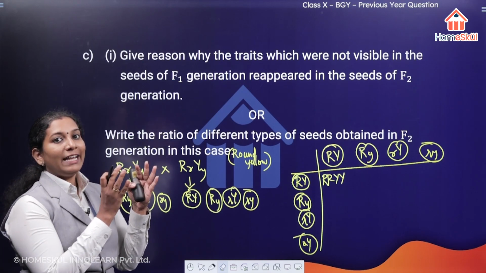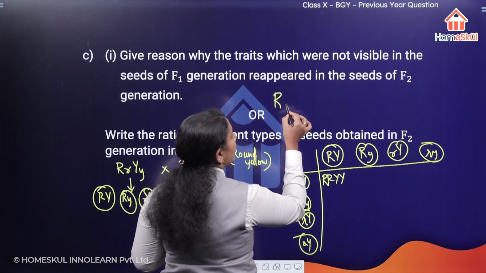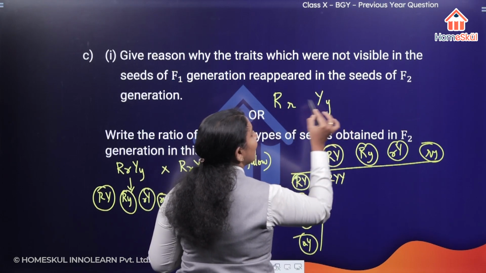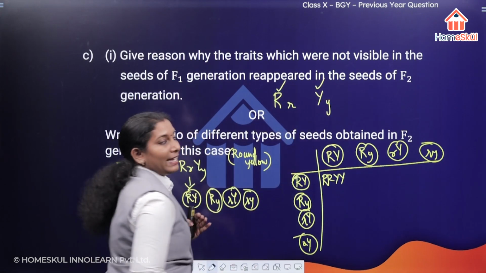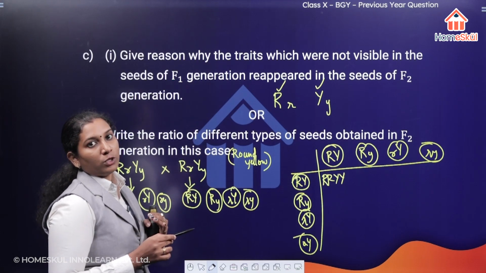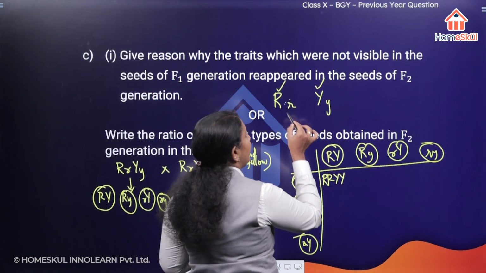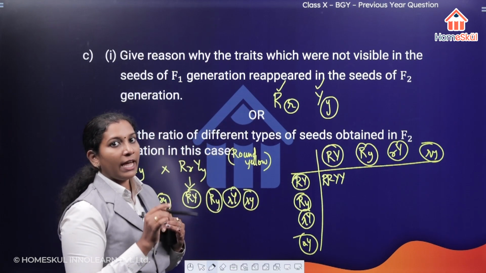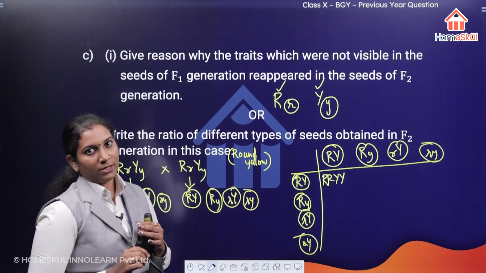So one of the alleles is dominant over the recessive one. Here the round allele is dominant over the wrinkled allele, and the yellow allele is dominant over the green allele. So in the F1 generation only round and yellow is expressed. We'll get round yellow offspring in the F1 generation phenotypically. But in the F2 generation, the hidden alleles, the small r and small y, that is the wrinkled and green conditions, are expressed because of the law of segregation.